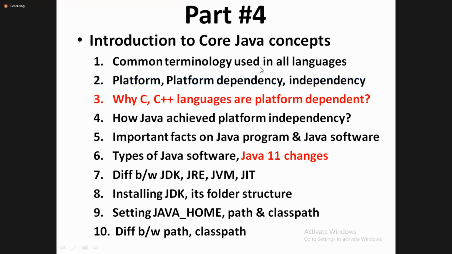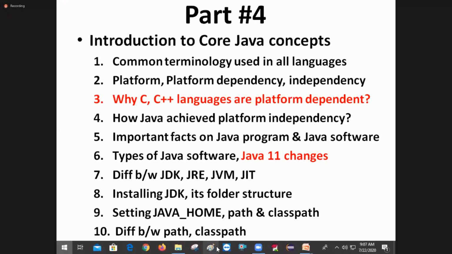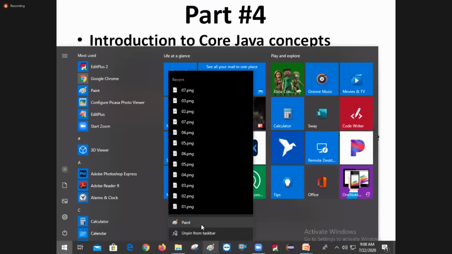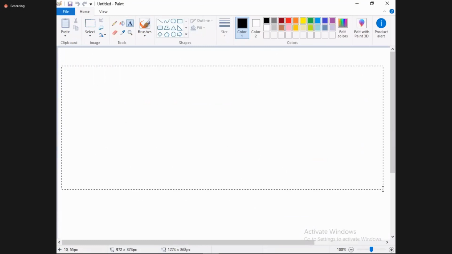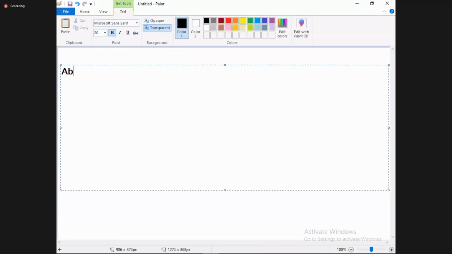Okay. Now, let's move to the next topic. Why are C and C++ languages platform dependent? Yesterday, I told you if a language compiles a program targeting one OS, then that program becomes platform dependent. Now I'm taking the abc.c program. It is given to compiler software. Then the compiler software generates an abc.obj file, which contains the compiled code.